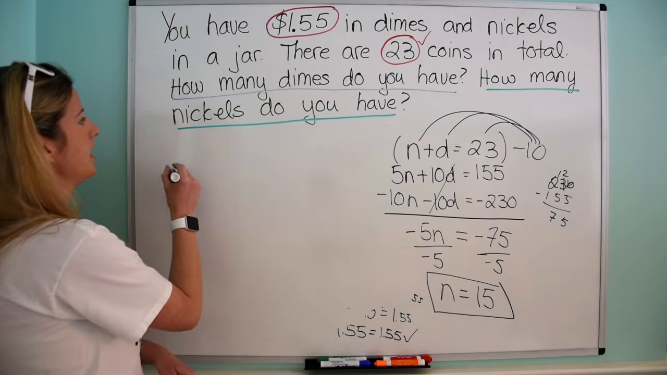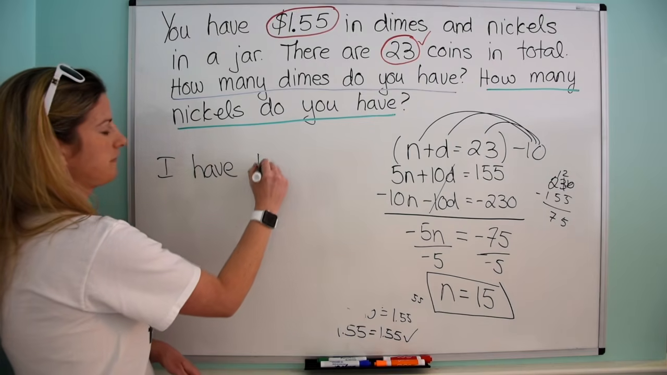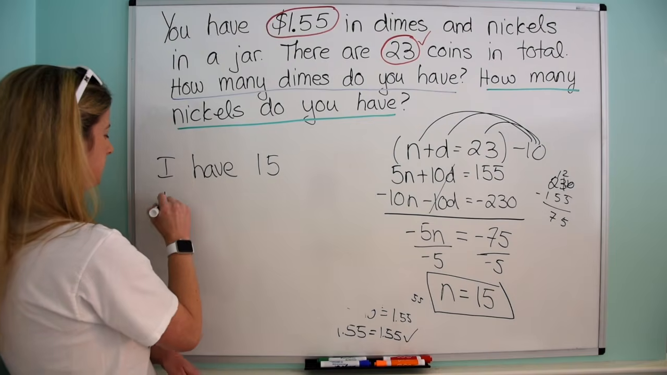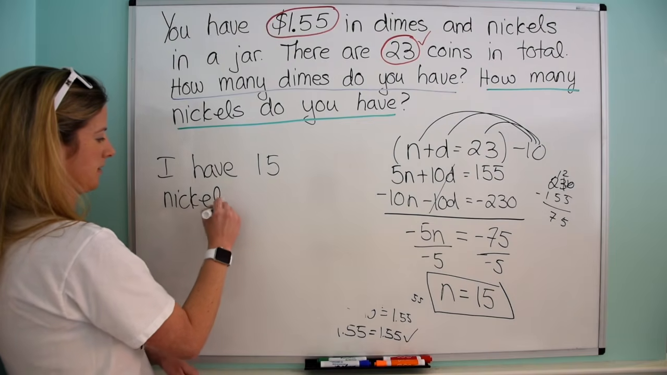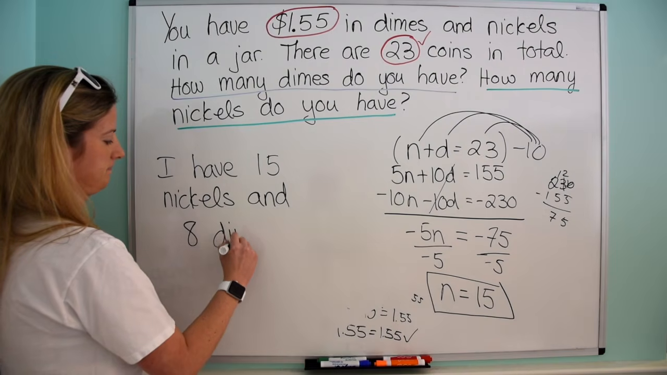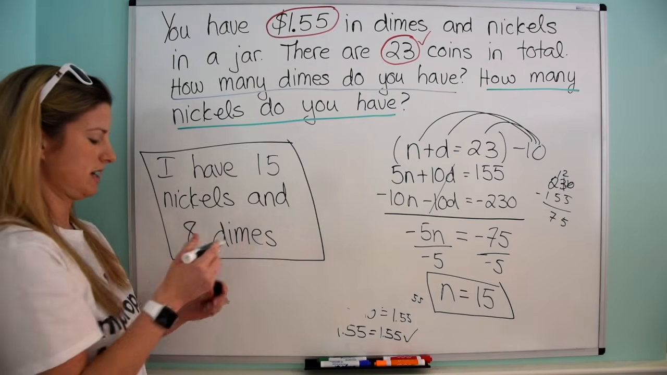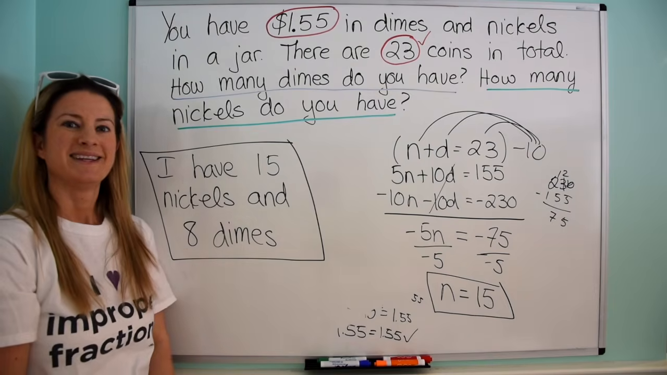So you're going to say, I have 15 nickels and 8 dimes. And that is your answer. Nice and boxed. So there you go.